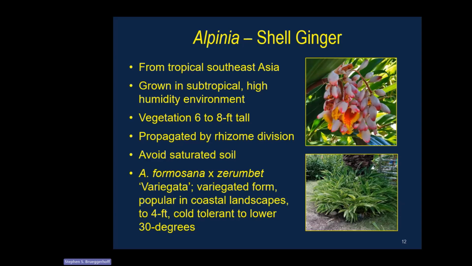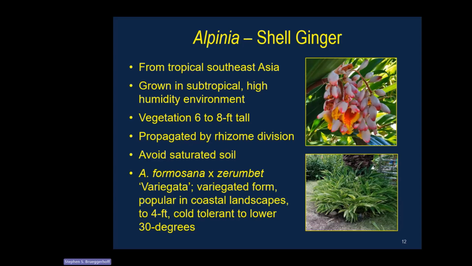There's going to be clusters of these flowers, and typically when the flower is expressed, it starts to become a little pendulous, right? It kind of hangs down a little bit. It looks beautiful. These are propagated by rhizome and division. I would suggest, if you're working with shell ginger, to avoid saturated soil. So if you've got a high clay content, maybe put them in a raised bed, or find an area in your yard which doesn't hold a lot of water. Water won't sit on it after a rain event.